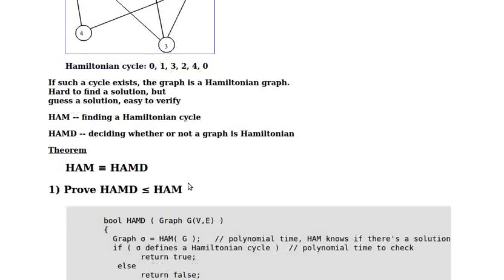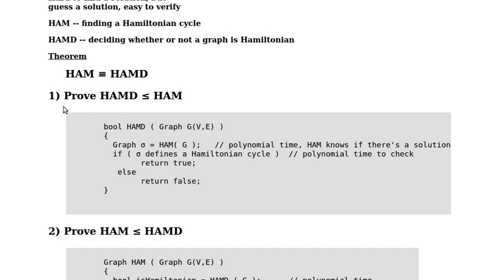In our discussion, we refer to HAM as the problem of finding a Hamiltonian cycle, and HAMD, the problem of deciding whether or not a graph is Hamiltonian. Note that HAM is not a decision problem while HAMD is a decision problem. We establish the following theorem: HAM is equivalent to HAMD. Let's proceed with the proof.